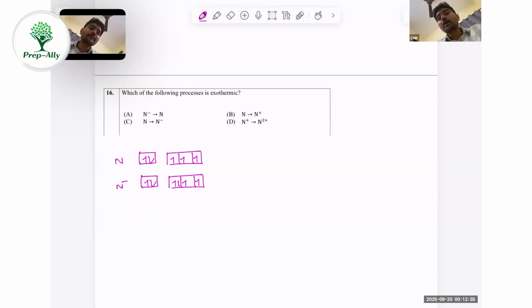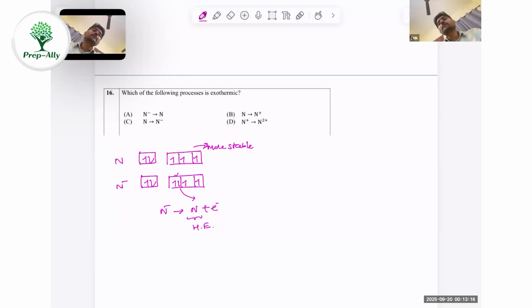This is N minus. We know that half-filled orbitals are more stable due to symmetry around the atom. If electrons are symmetrically arranged around the nucleus, that atom is more stable. Px, Py, Pz, three orbitals having three single electrons, are more stable. Here, one extra electron is there in N minus, so it can release that one electron and get the half-filled electronic configuration again. So easily one electron can be released out.